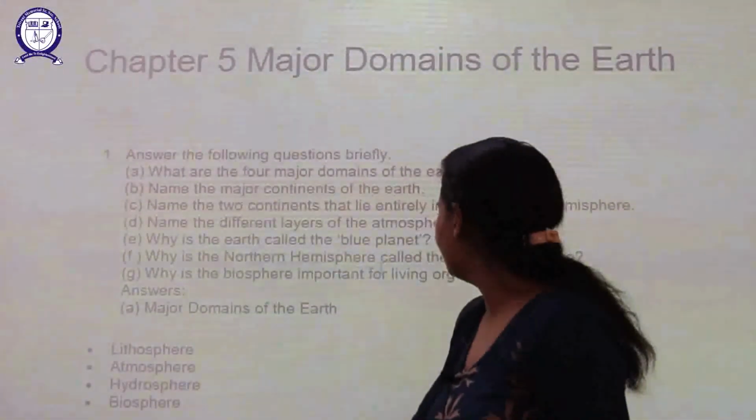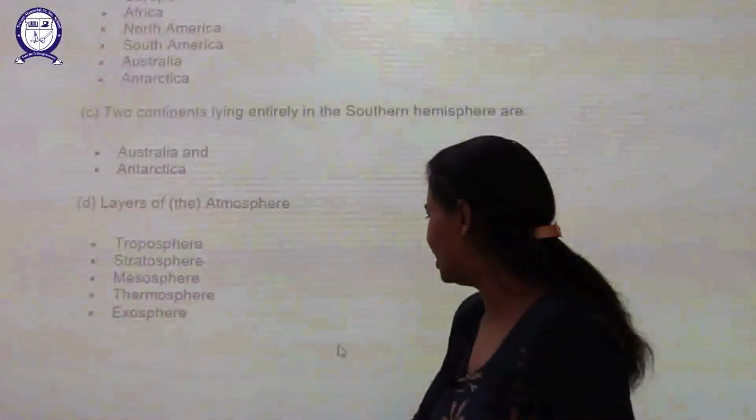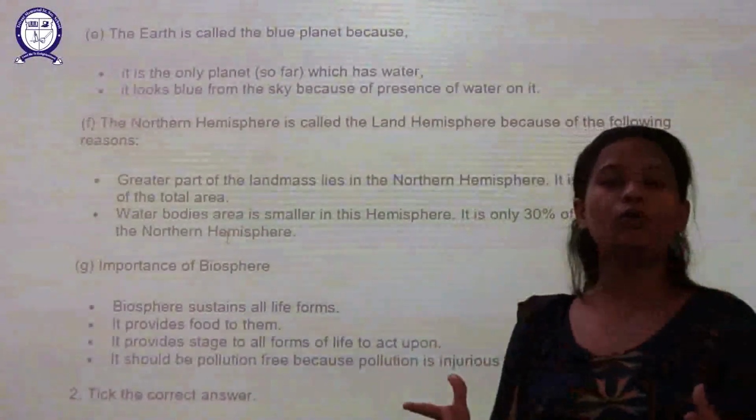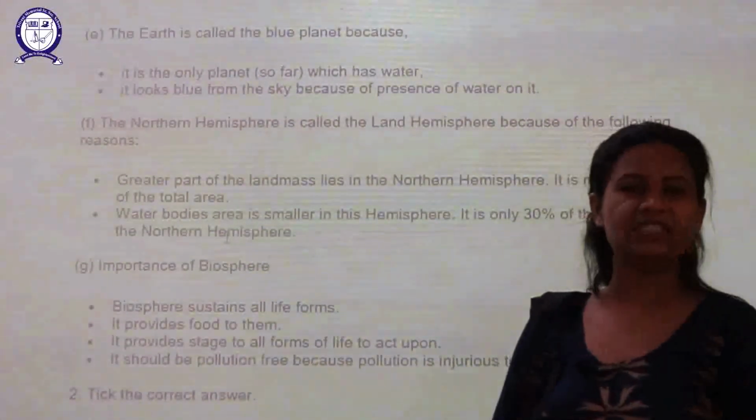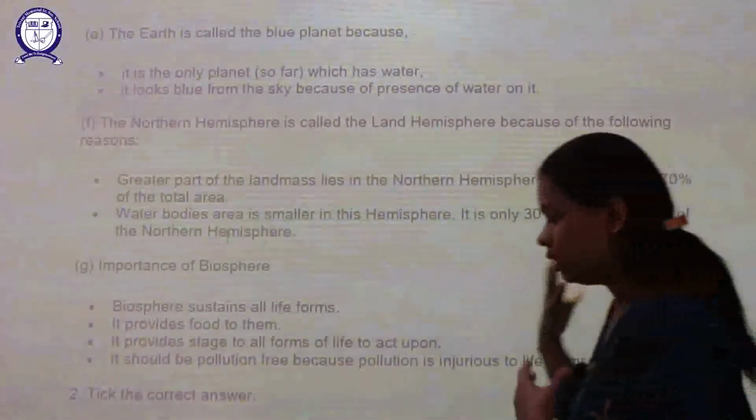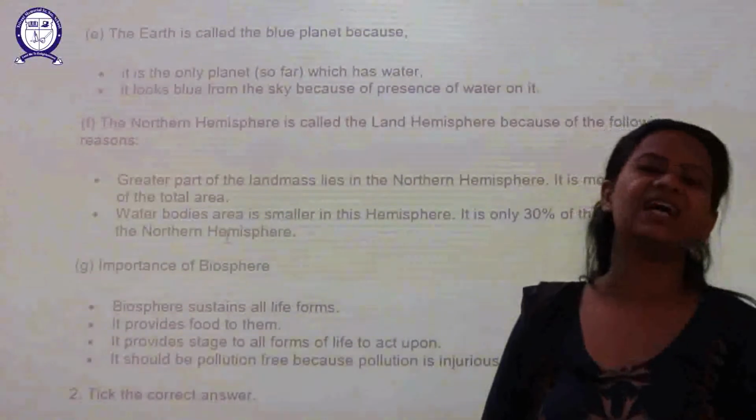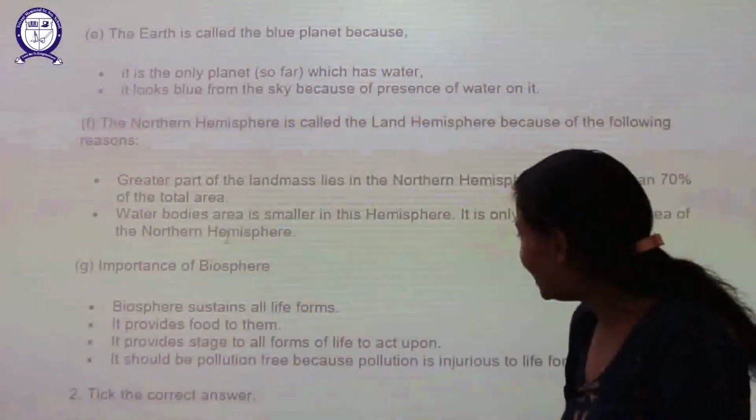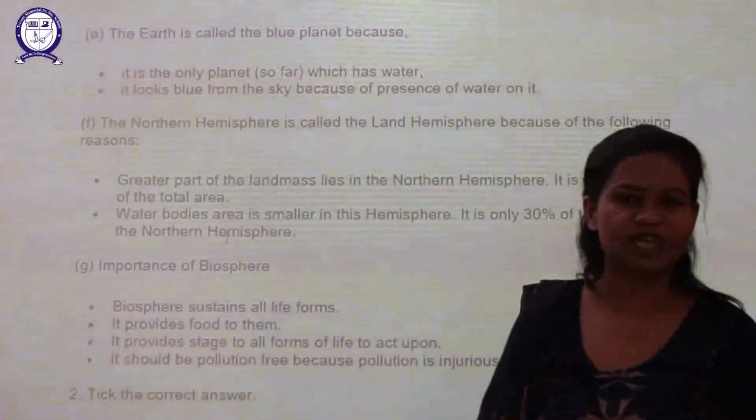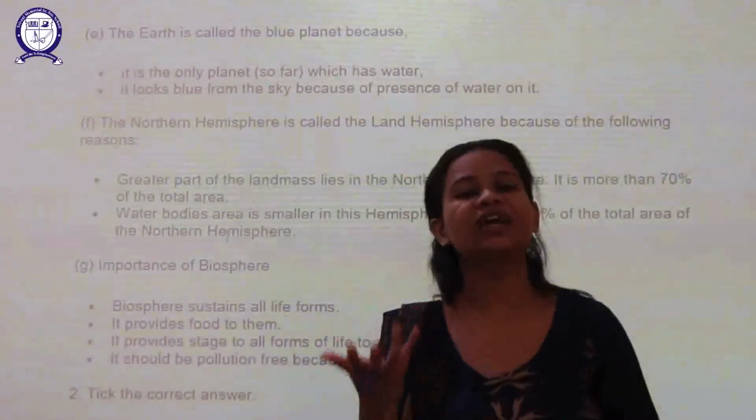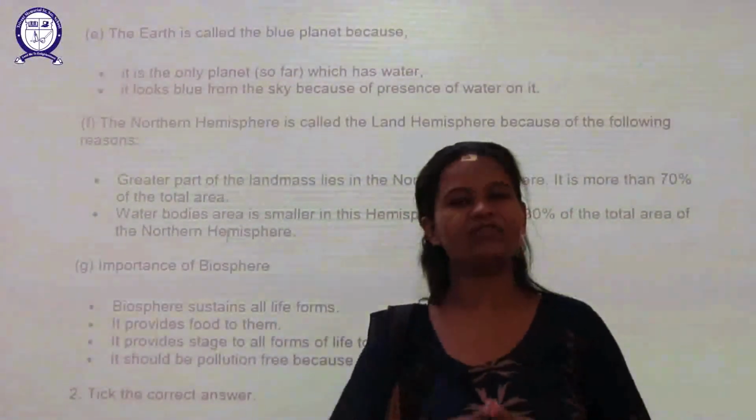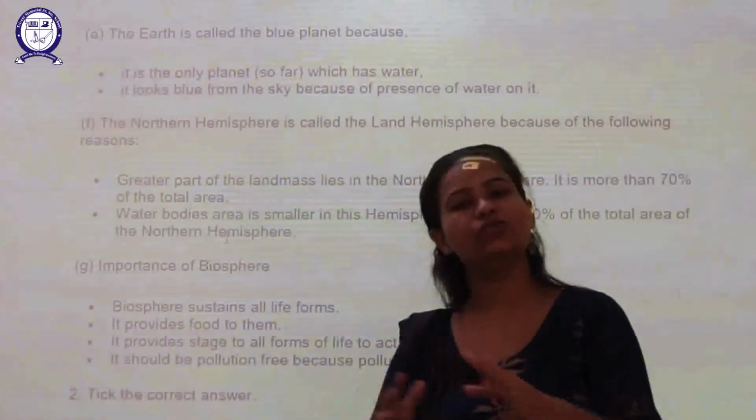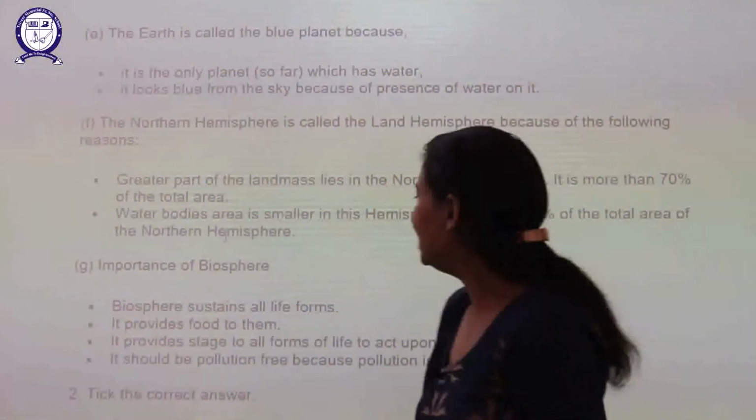The next question is, why is the northern hemisphere called the land hemisphere? Yes, we also discussed this thing. Why is it called that? Because almost all big land masses, especially the continents or large masses of land, are found in the northern hemisphere. And the water bodies area in this hemisphere is very little, very small. If we talk about the northern hemisphere, it is covered with land and very few water bodies are there. That is why it is called so.